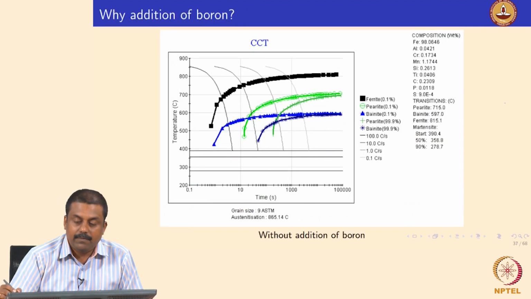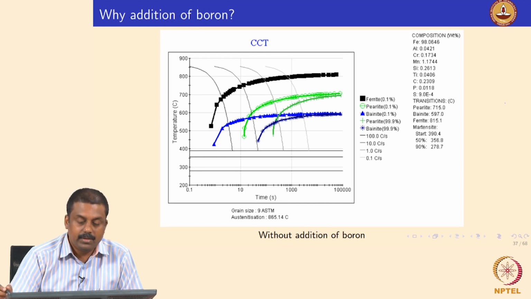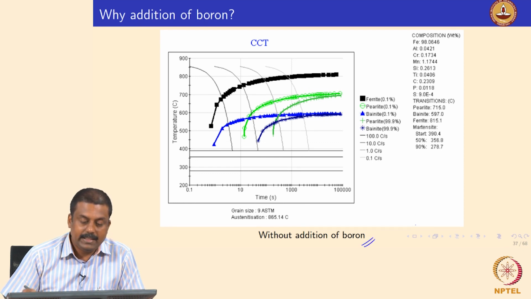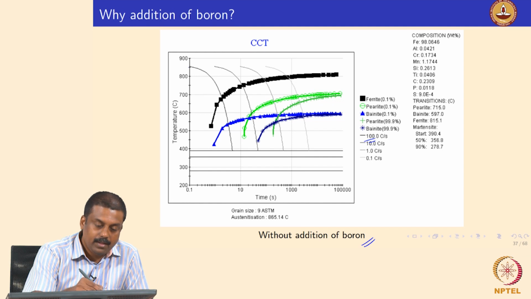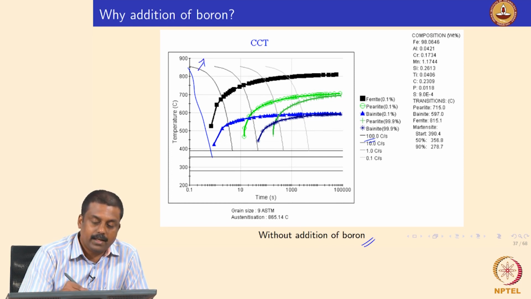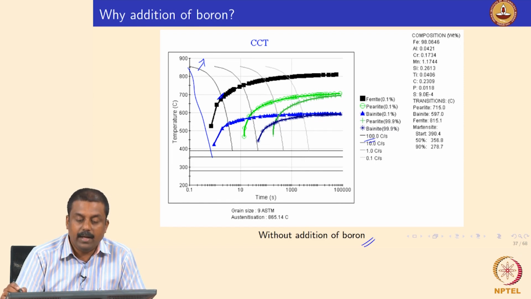So this is also the effect I already showed you, how the boron addition affects the CCT diagrams. This diagram shows the hot stamping steel without any boron. You see the critical cooling rate is even more than 100 Kelvin per second. Even if you cool it at 100 degrees centigrade per second, you will still form the high temperature products like ferrite and, in this case, bainite.